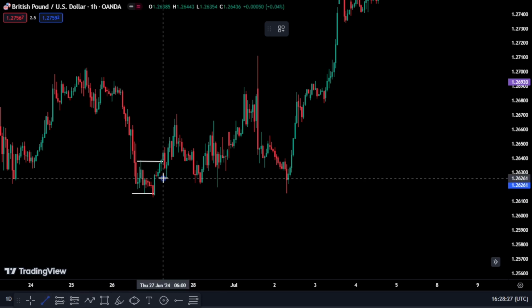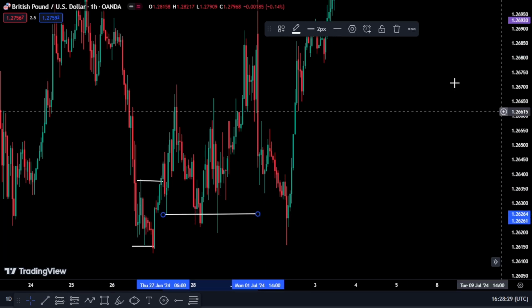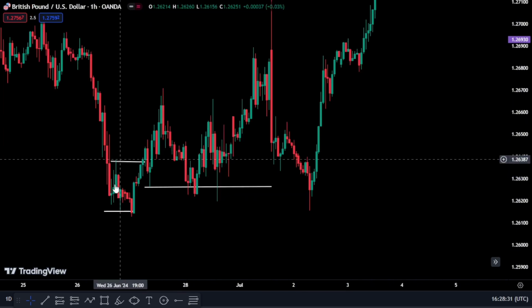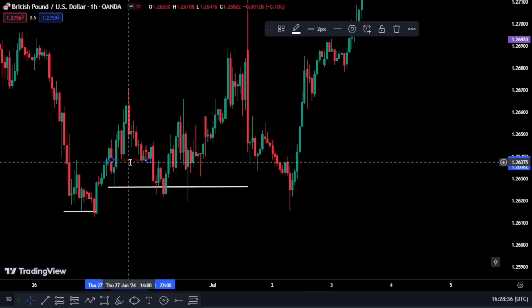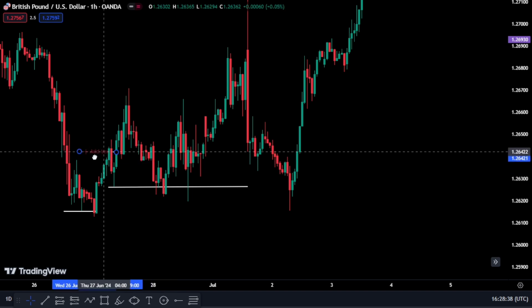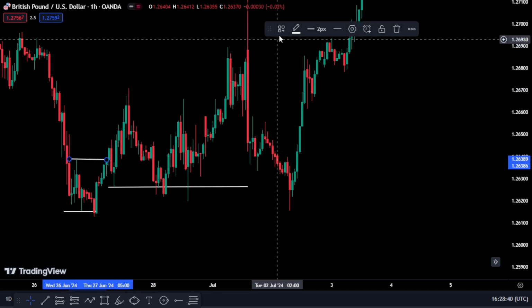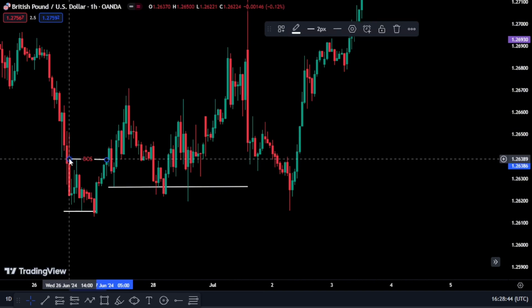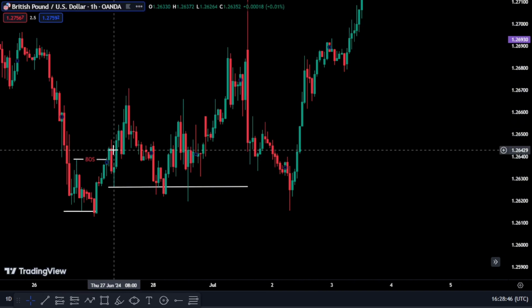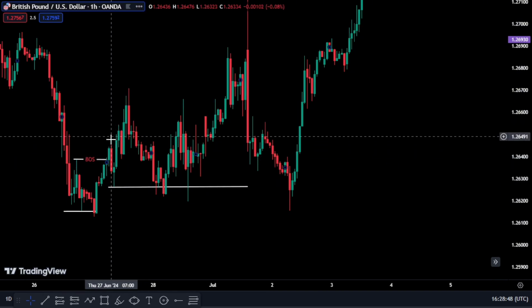This becomes your structural liquidity. I'm just going to zoom in a bit so that you see it and follow. We have a sweep of liquidity, we have a break of structure to the upside. We have our break of structure, so we have a pullback, this pullback here.